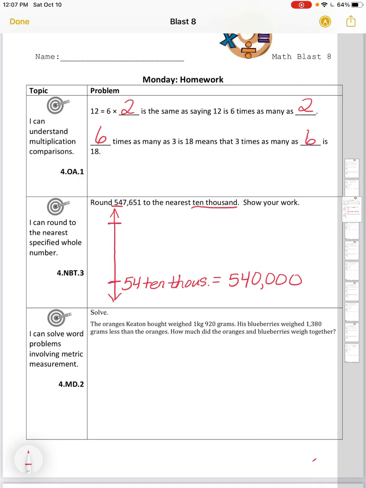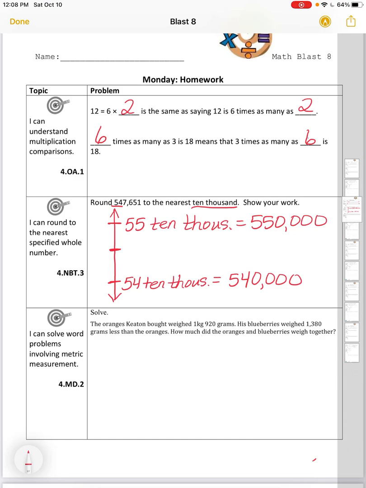Now, the bottom number on the number line is 54 10,000s. What is one more 10,000? That would be 55 10,000s. That's what goes at the top of my number line. That is equal to 550,000.